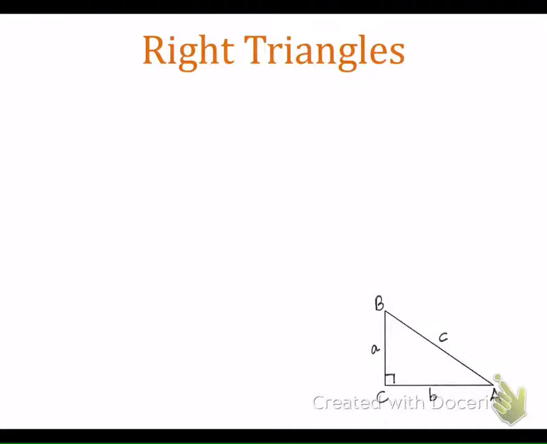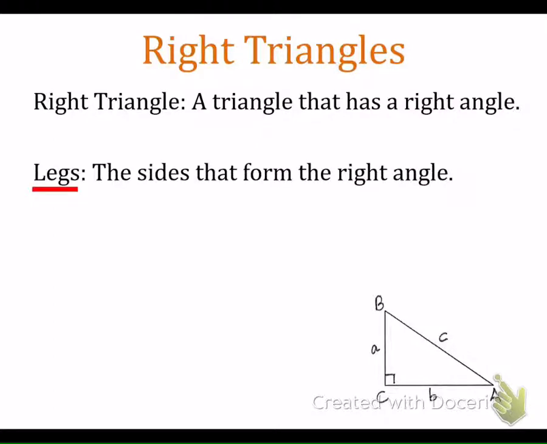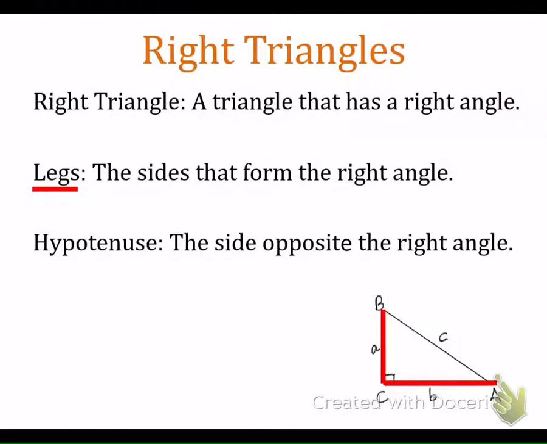So the Pythagorean theorem only works for right triangles. If you have a right triangle like the one you see on the board, you know that it's a triangle with one right angle, right? There are special parts to the right triangle. The two sides that make the right angle, those are called the legs. The legs are always the shorter two sides. You'll also have the hypotenuse. The hypotenuse is the side that's opposite the right angle. That one's always the longest one.